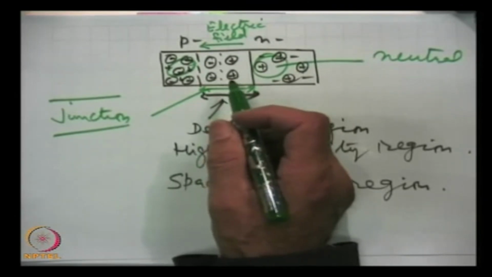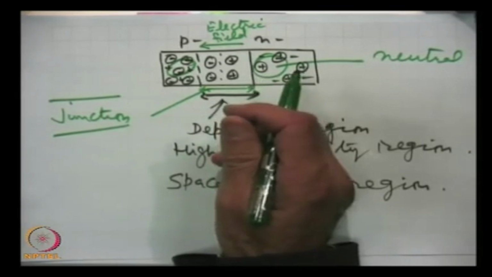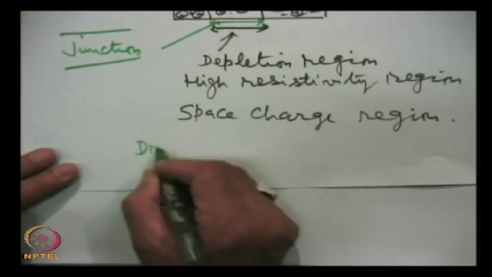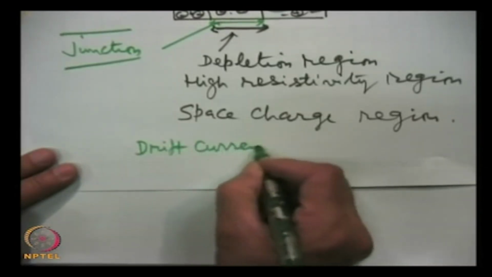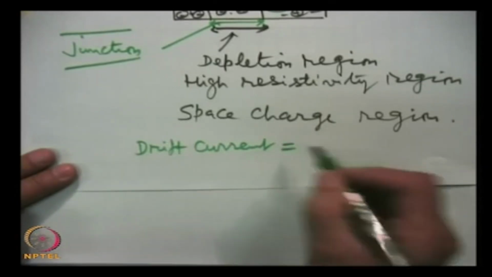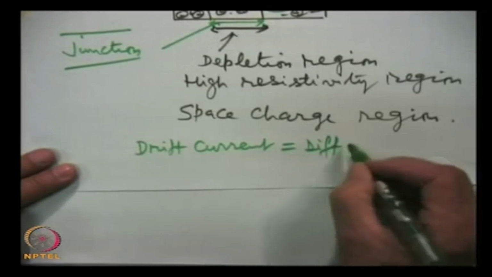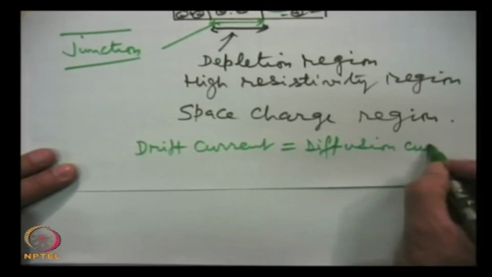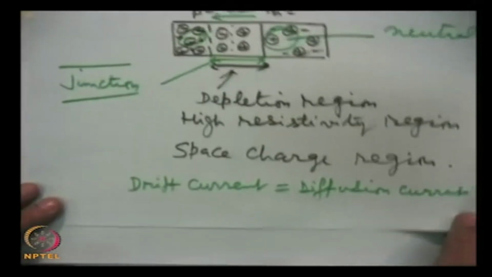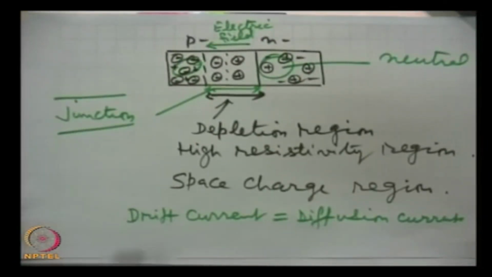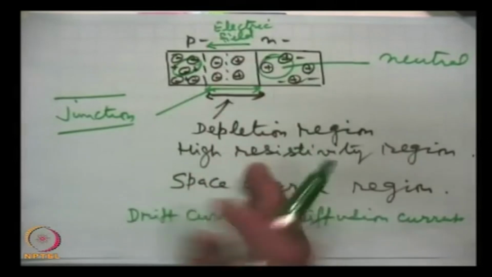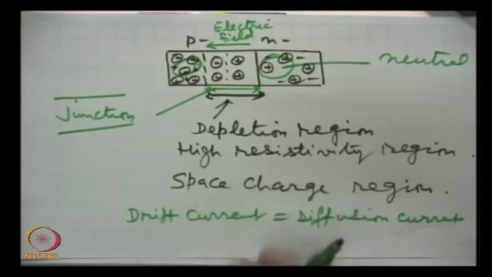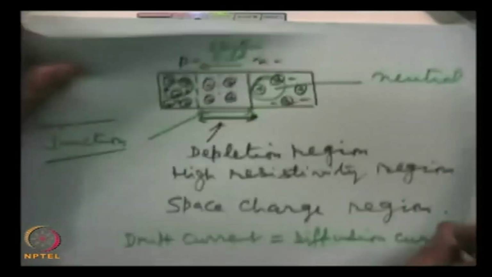Now, the junction comes in equilibrium when drift current is equal to diffusion current. Here an equilibrium is established, and the diffusion stops, drift stops. For more clarity, I draw another picture to summarize these currents.